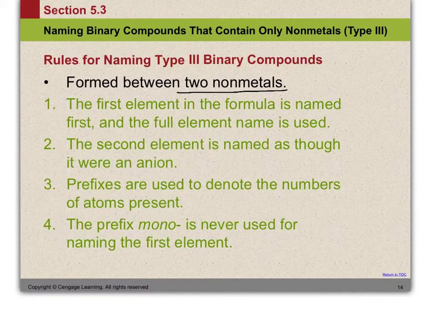The first element in the formula is named first, and the full element name is used. So let's say like a type 1, sodium chloride. The full name of sodium is used. Then the second, though, just like in the type 1, we use the anion, which is just the ending "ide." Now, the prefixes, we need to use a prefix in order to denote how many of that element we have. Mono is never used for the first one, so we don't say monocarbon dioxide. Because there's just one, just by using the word carbon, there is just one.